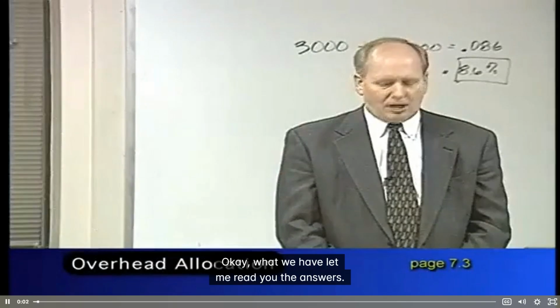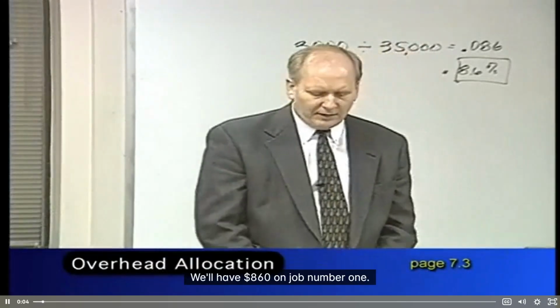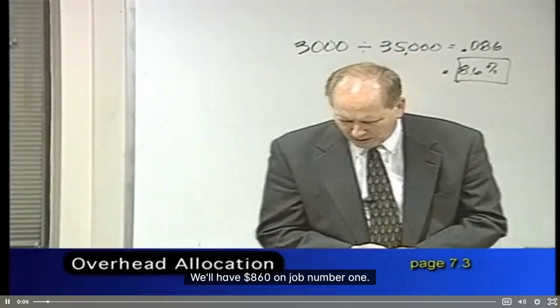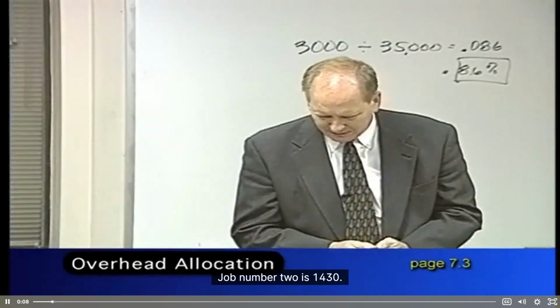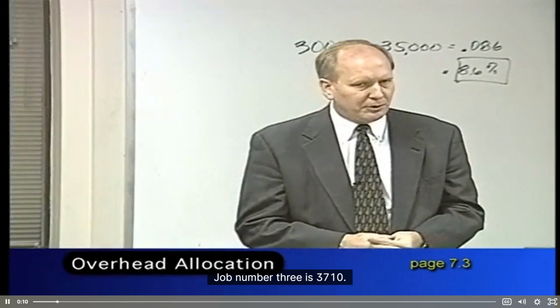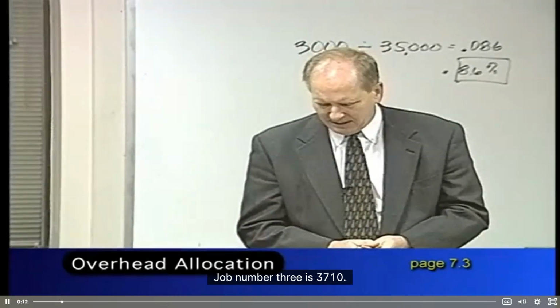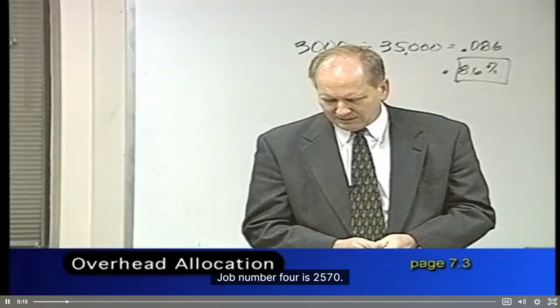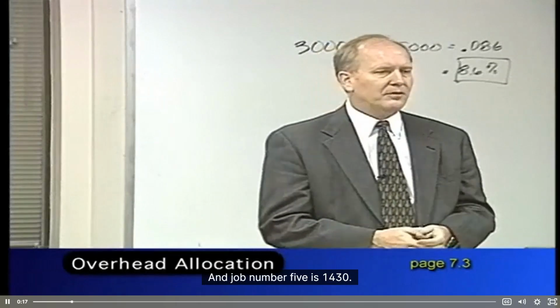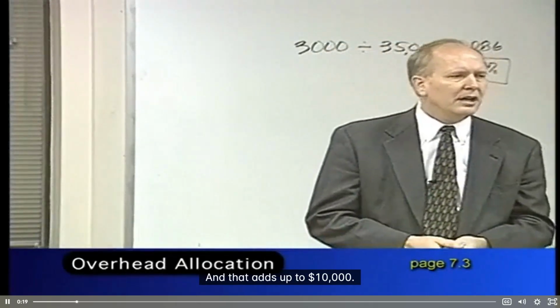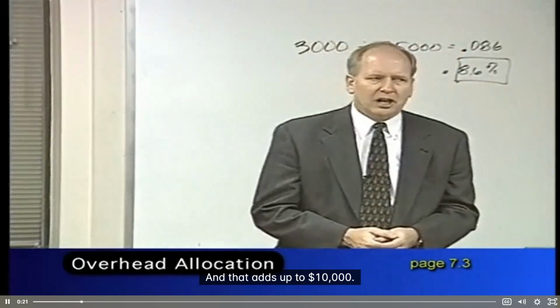Okay, what we have, let me read you the answers. We'll have $860 on job number 1. Job number 2 is $1,430. Job number 3 is $3,710. Job number 4 is $2,570. And job number 5 is $1,430. And that adds up to $10,000.